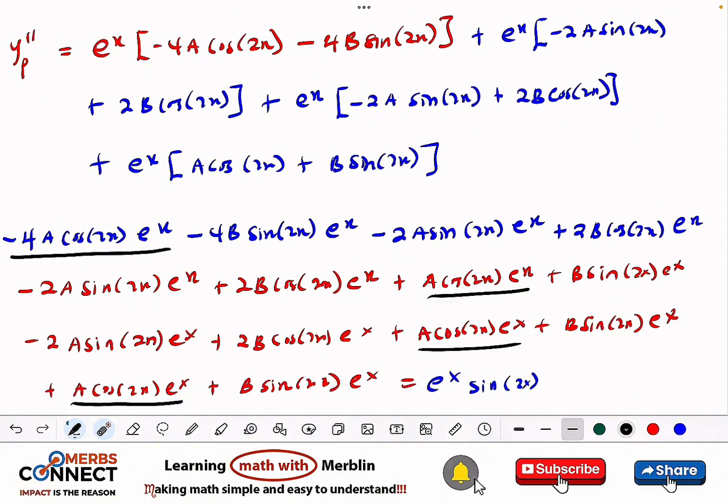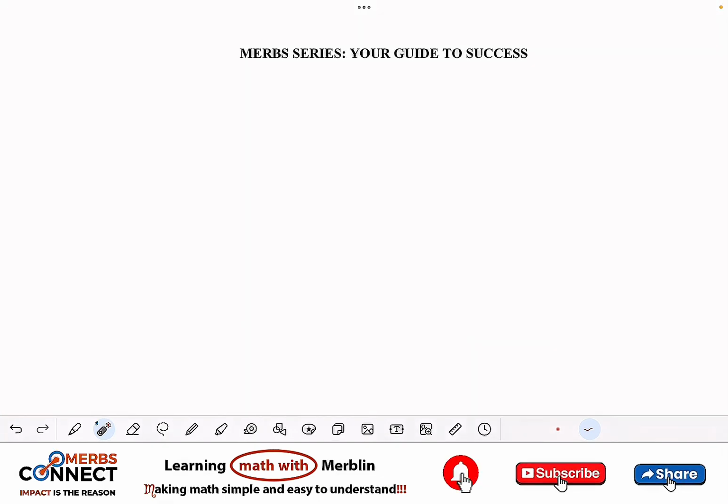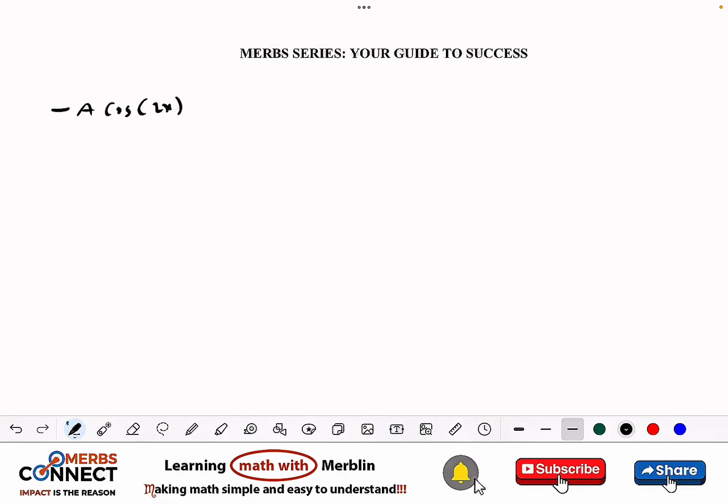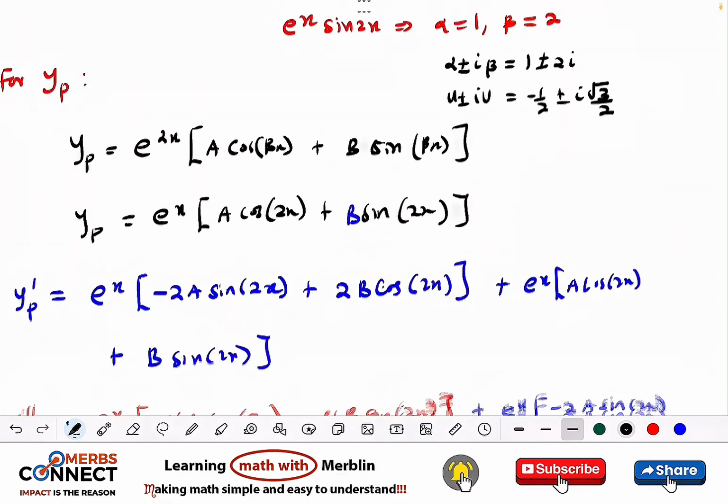Okay, no. So now this is positive, this is positive, this is positive, and this is positive. So giving us 1, 2, 3, and this is 4. So it will be left with minus a cos 2x e to the power x. So we are done with that one.